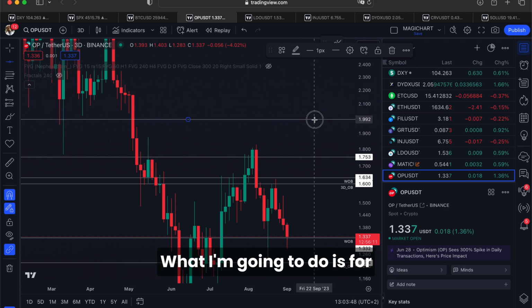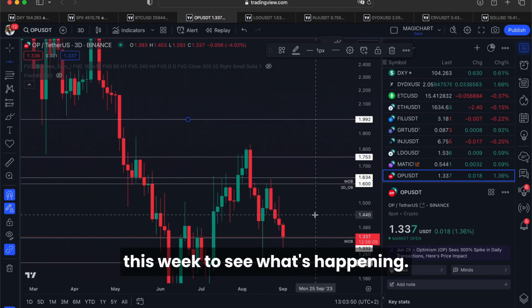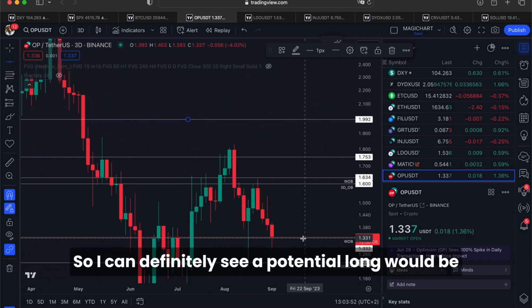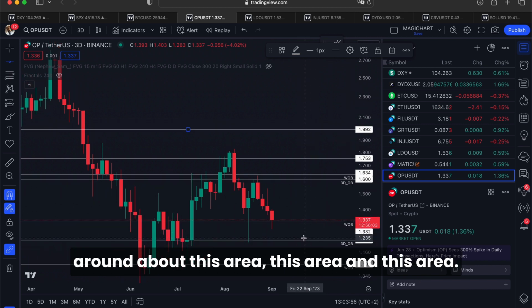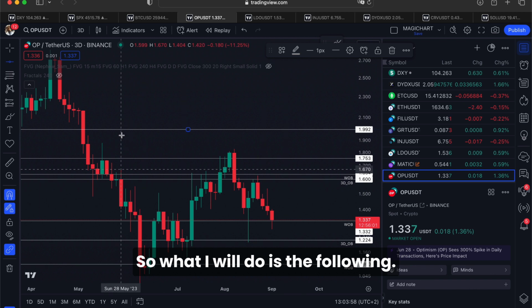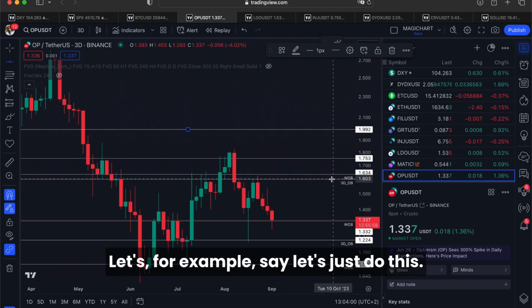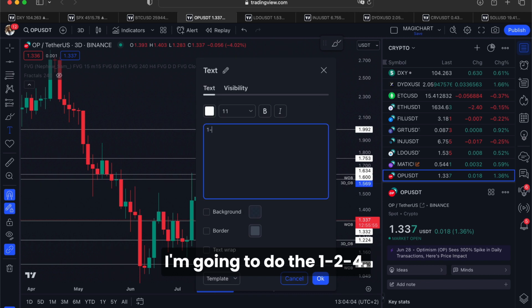What I'm going to do is for this week to see what's happening. So I can definitely see a potential long would be around about this area, and this area. So what I will do is the following. Let's, for example, say, let's just do this. I'm going to do the 1, 2, 4 strategy, okay?